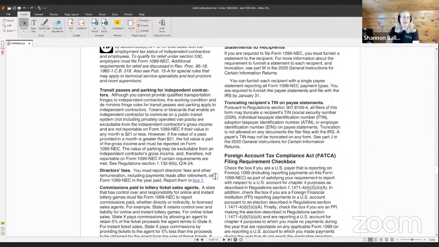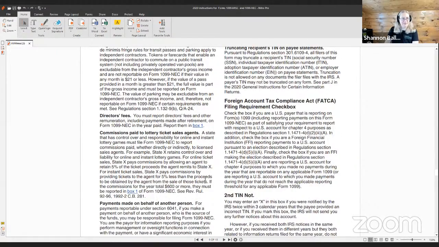However, if the value of the pass provided in a month is greater than $21, the full value is part of the gross income and must be reportable on Form 1099 NEC. The value of parking may be excludable from an independent contractor's gross income and therefore not reportable on Form 1099 NEC if certain requirements are met.